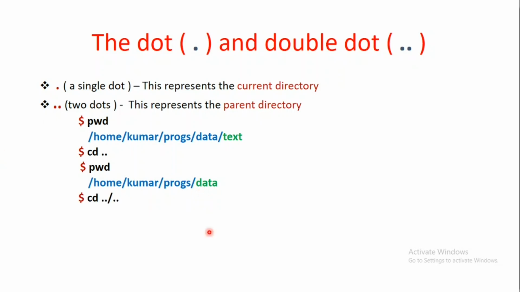One more example. Now what will this do? It will change the working directory. The first double dot represents the parent directory of data, which happens to be procs, right? And the next double dot represents the parent of procs, which happens to be Kumar. What will happen when executed? If I print, I'll be in Kumar, right? So this is how the double dot is used in my relative path name.